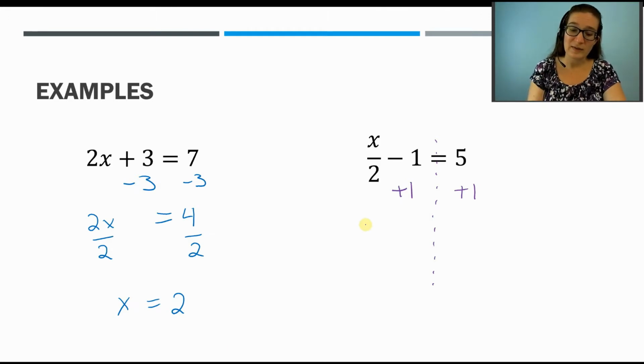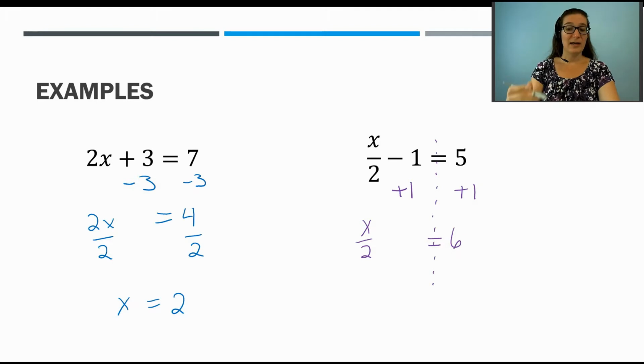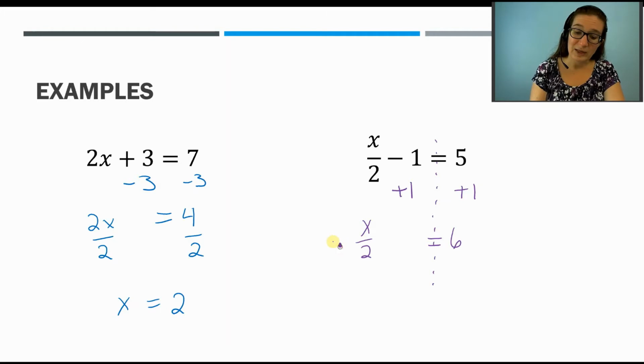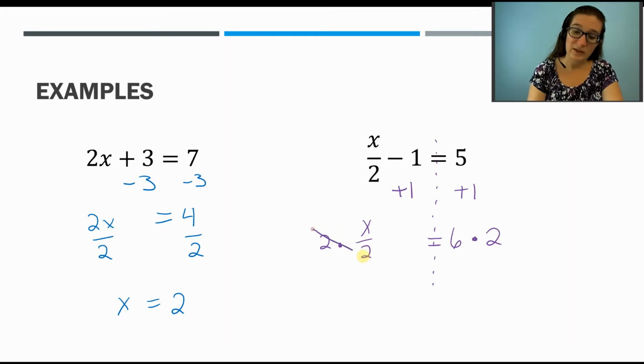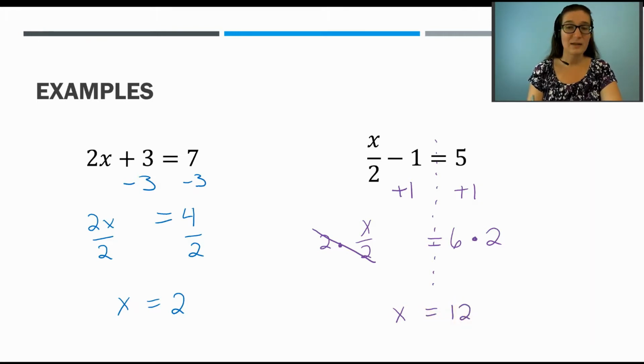I'm going to go ahead and resolve this step. So I still have the x divided by 2 because I haven't done anything about that yet. But minus 1 plus 1 cancel each other out. I just have 0 there now. And 5 plus 1 will give me 6. Now I've got x divided by 2. The opposite of division is multiplication, so I will multiply by 2. And because I did it on one side of the equals, I must also do it on the other side of the equals. So multiplying by 2 and dividing by 2 are inverses. They will cancel each other out. I'd end up with just 1x. And 6 multiplied by 2 gives me 12. So I can see that x is equal to 12.